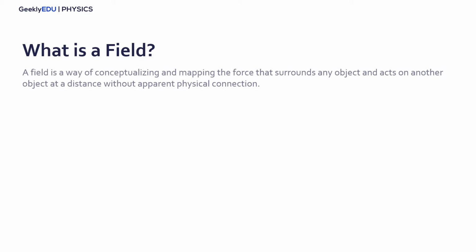So what is a field? Well, a field is a way of conceptualizing and mapping the force that surrounds any object and acts on another object at a distance without apparent physical connection. Okay? So we have this force that acts on two objects, but there's no apparent physical connection.